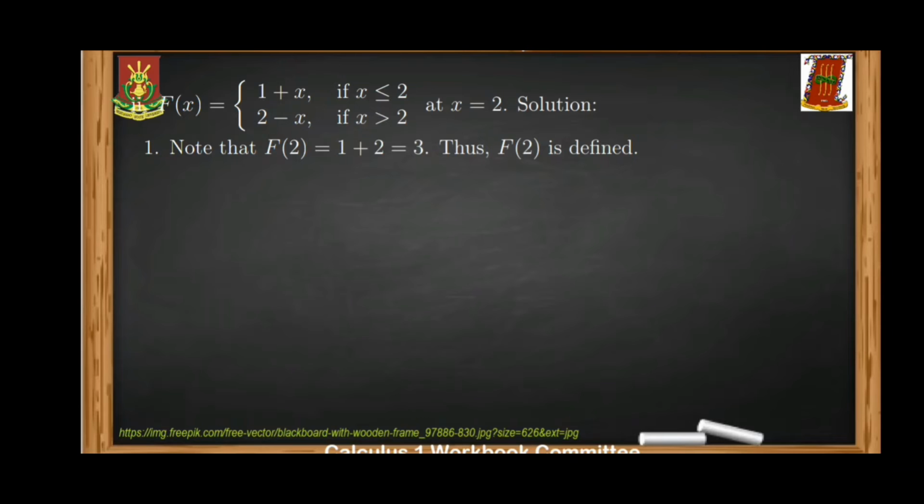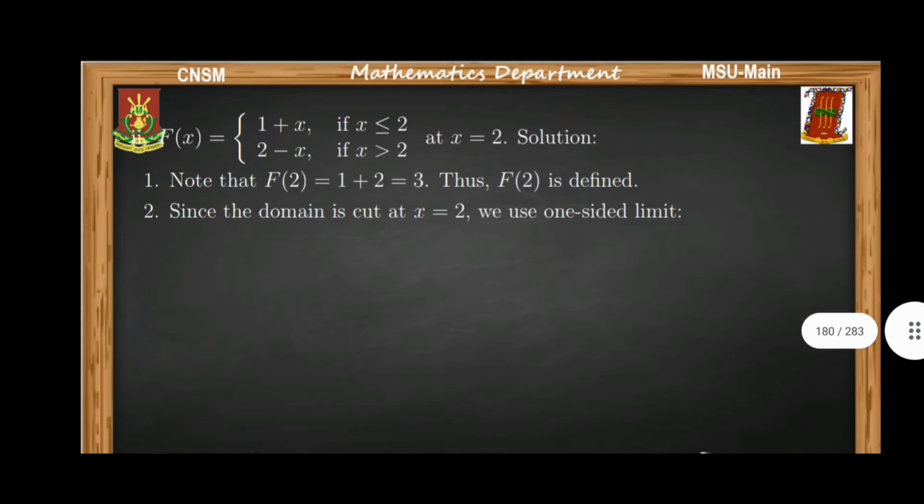So sa first na ito, substitute natin yung value ng x, which is 2, sa first equation, which is 1 plus x. So 1 plus 2 is equal to 3. Thus f of 2 is defined.